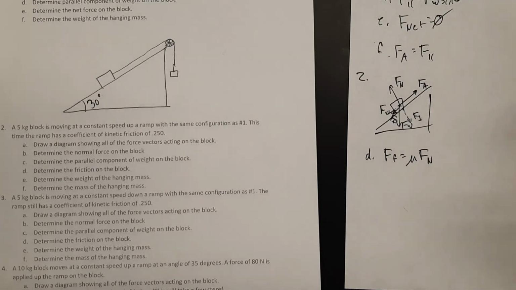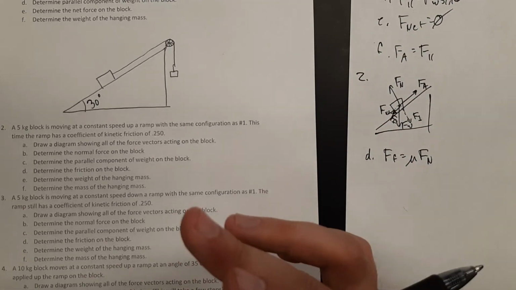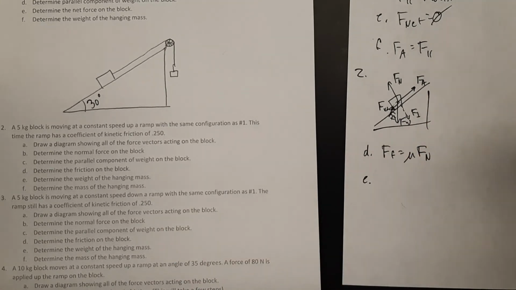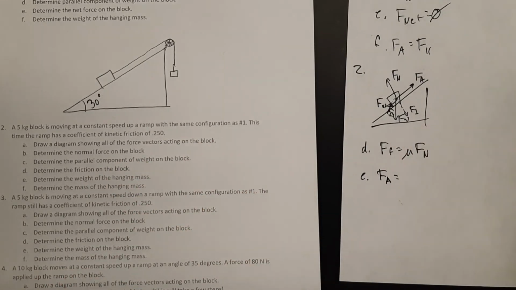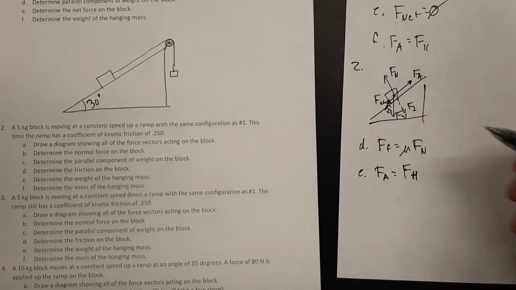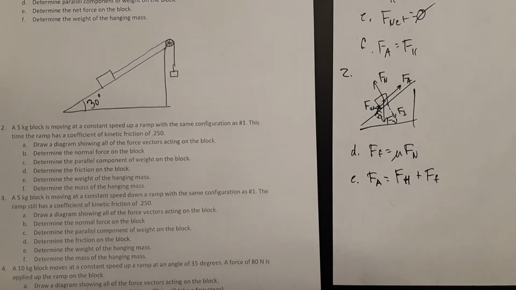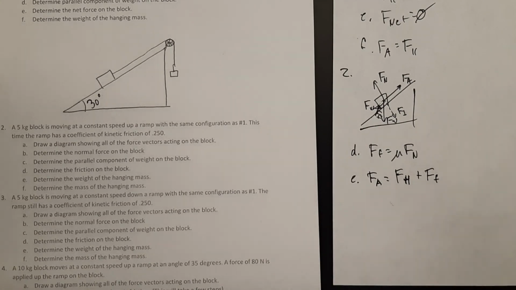The weight of the hanging mass. All right. So again, this thing is not accelerating. It's moving up at a constant speed, which means that all of our forces together have to cancel out. So all of our forces going up the ramp, which would be FA, need to equal all of our forces going down the ramp. So that's our parallel component and our friction force, both of which we have already found. So if you want to find that FA, the force of the hanging mass pulling on this thing, it's just going to be your parallel component plus your friction force, and look at that, you're done.